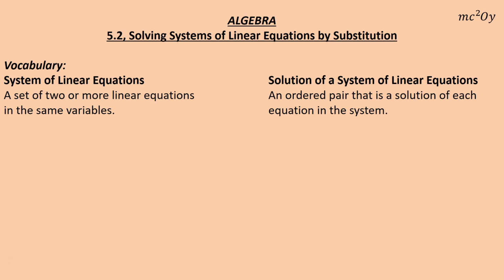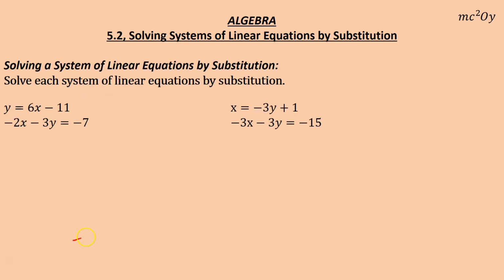Okay, so we're going to go ahead and take a look at one of these. All right, so we're going to go ahead and solve these systems. A system right here: y equals 6x minus 11. Notice we have x and y. And then negative 2x minus 3y equals negative 7. So we have two linear equations, both with x and y.